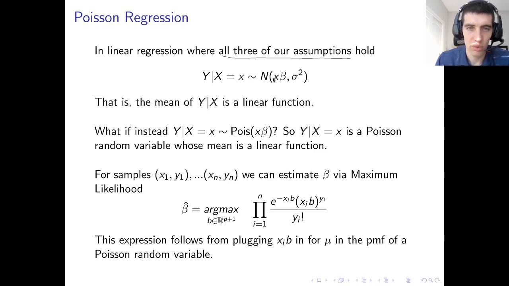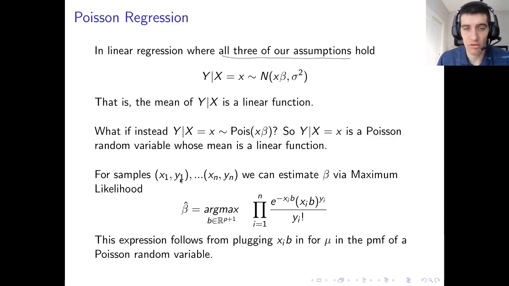So what if instead y given x had a mean that was a linear function, but instead of being normal, it was Poisson? So it's similar to what we've introduced in the sense that we have this linear relationship between the mean and the predictor variable. But instead of being normally distributed, I say, okay, what if it's Poisson? So y given x is a Poisson random variable now whose mean depends linearly on your predictors. This is called Poisson regression.